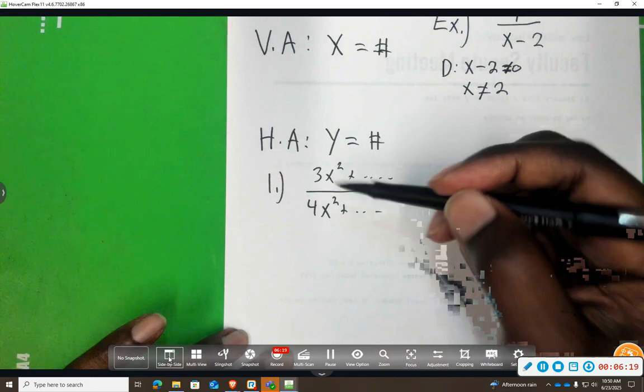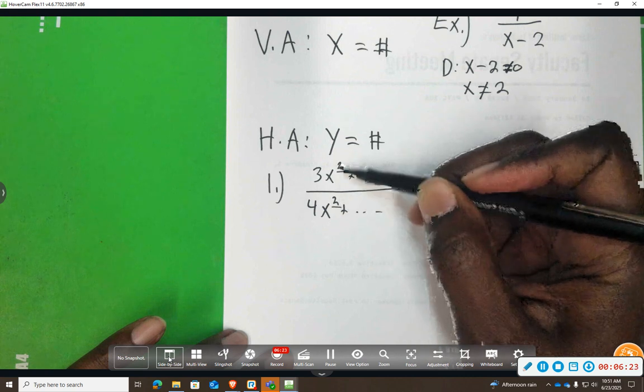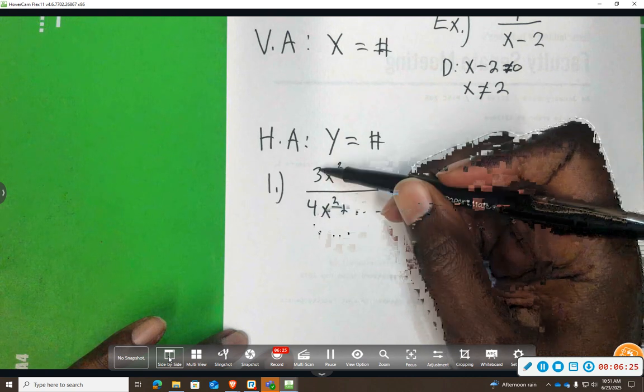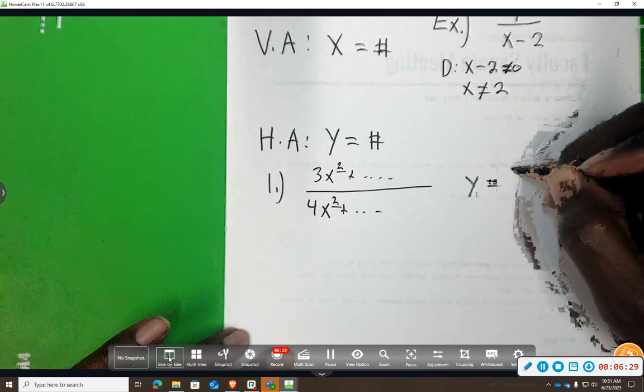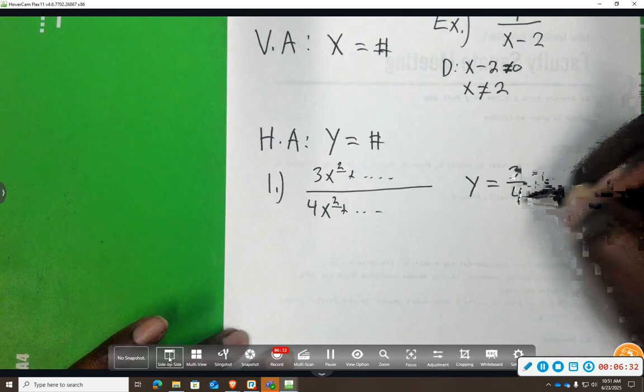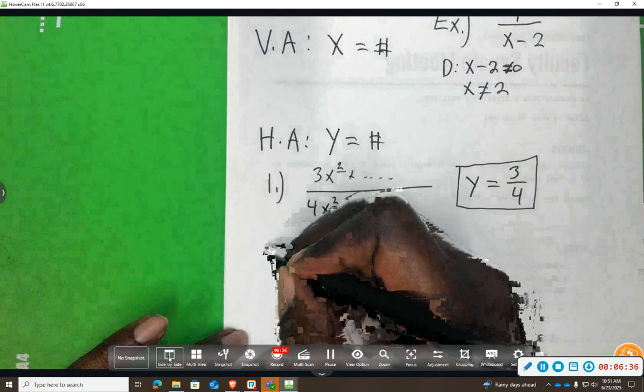Okay, so the degree 2 of the top is the same as degree 2 of the bottom. So when they have the same, the horizontal asymptote will be the ratio of those two. So it would be 3 over 4. So this is case 1. All right, case 2.